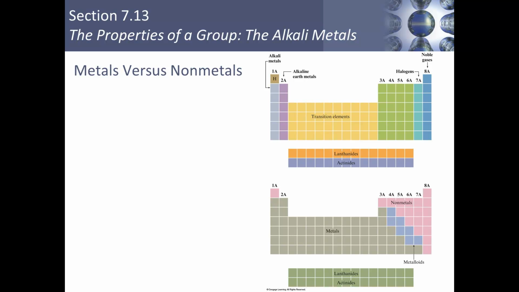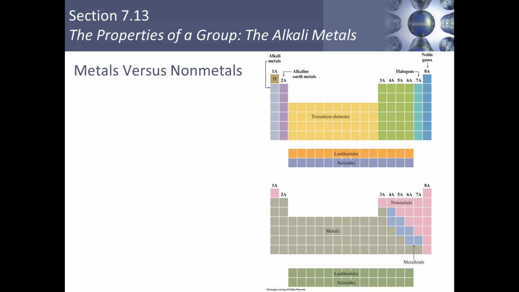Now, beyond metals and nonmetals, we can also include metalloids and semimetals. The metals tend to give up electrons to form positive ions. They have very low ionization energies.